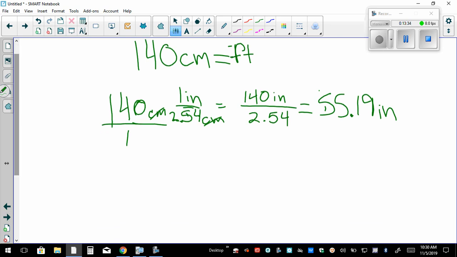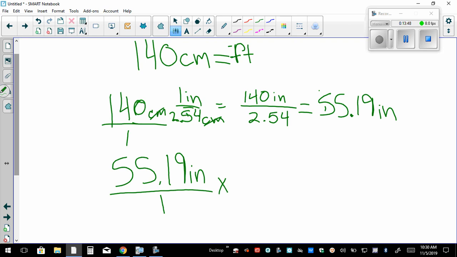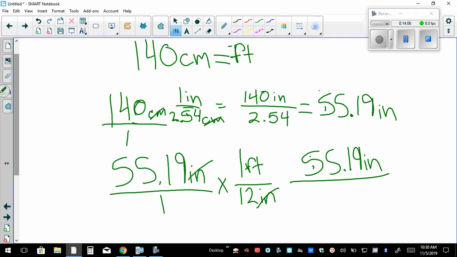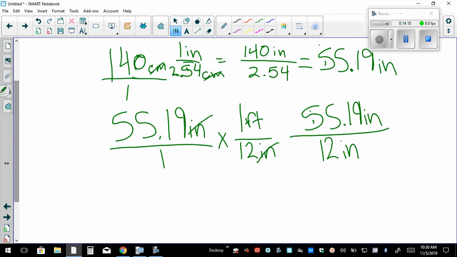So next we're just going to do the same thing, but with this number and in feet. So it's going to be 55.19 inches over 1, times 1 foot over 12 inches, since there's 12 inches in a foot. And inches cancel out, so it would be 55.19 over 12. Can someone do that too? Actually, it's just over 12 because inches are cancelled.